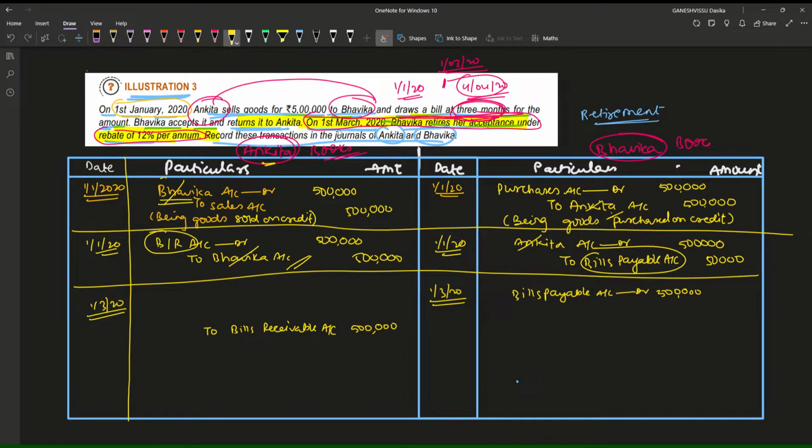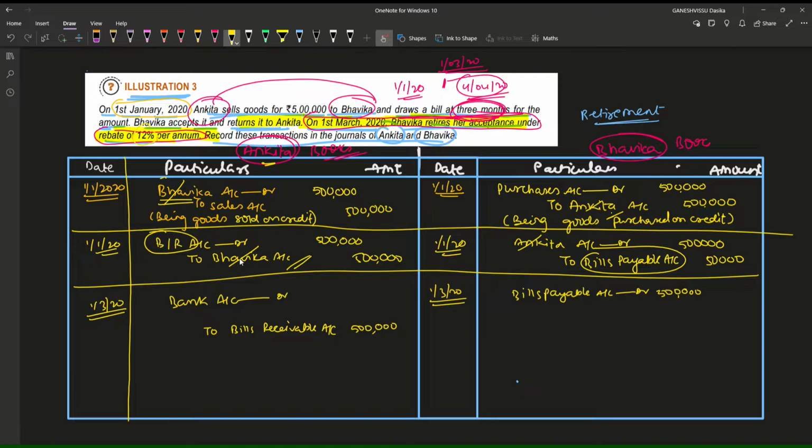Now, as Bhavika retires her acceptance under a rebate of 12% per annum, what is happening here? We are going to get some money after discounting the bill. That means after discount, we are going to receive the money, for which we write the entry: bank account debit. We are going to debit bank or cash. Either of them can be written, no problem here. But usually bills of exchange deal with bank transactions.